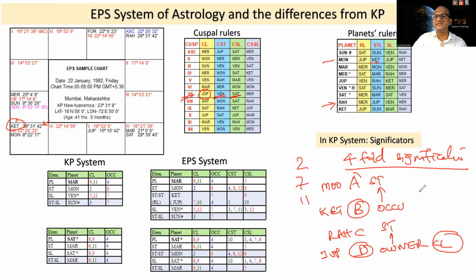But in EPS, it is not like that. In EPS, we do not follow such significators. We take each planet like this and study from left to right and top to down to know what houses the planet is signifying, and for one event, whether this planet will be favorable.